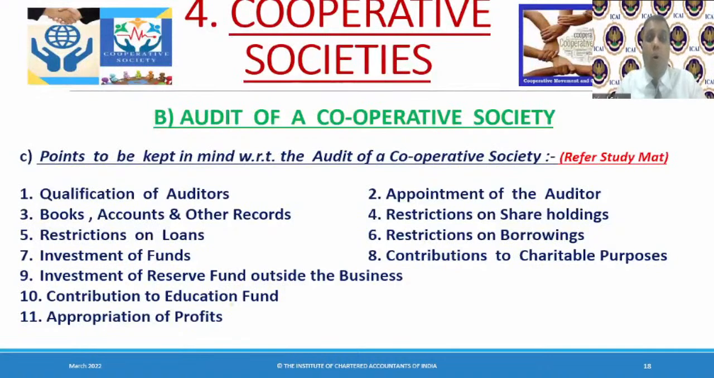So audit of a cooperative society, quite simple. You have read about the eligibility requirements of a corporate in the chapter of company audit. We shall take it up over here. Points to be kept in mind with respect to the audit of a cooperative society: the qualification of auditors, how can the auditor be appointed, books, accounts, and other records to be maintained, restriction on shareholdings, restriction on loans, restriction on borrowings, investment of funds, contribution to charitable purposes, investment of reserve fund, contribution to education fund, and appropriation of profits. Let us take this with the help of the module.